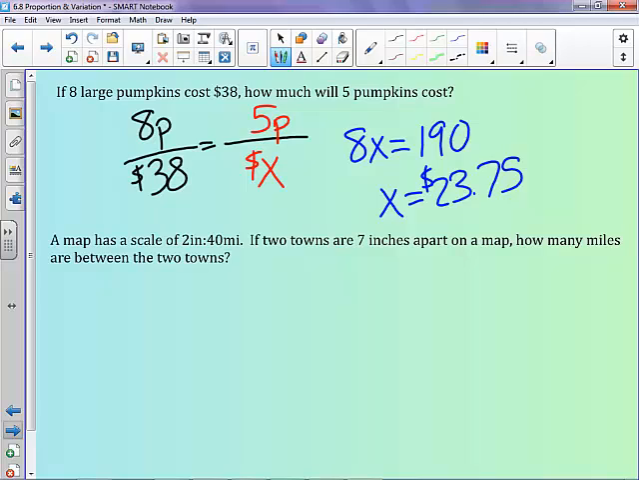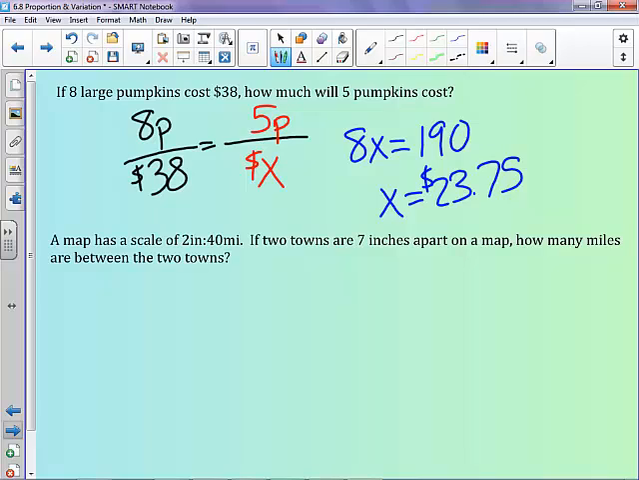Same thing here. We have a map, and maps will always have a scale. And it'll say, for example, this one, every 2 inches represents 40 miles. So on the map, we have 2 towns, and they're 7 inches apart. I want to know how many miles are actually between the towns if we are going to travel them.